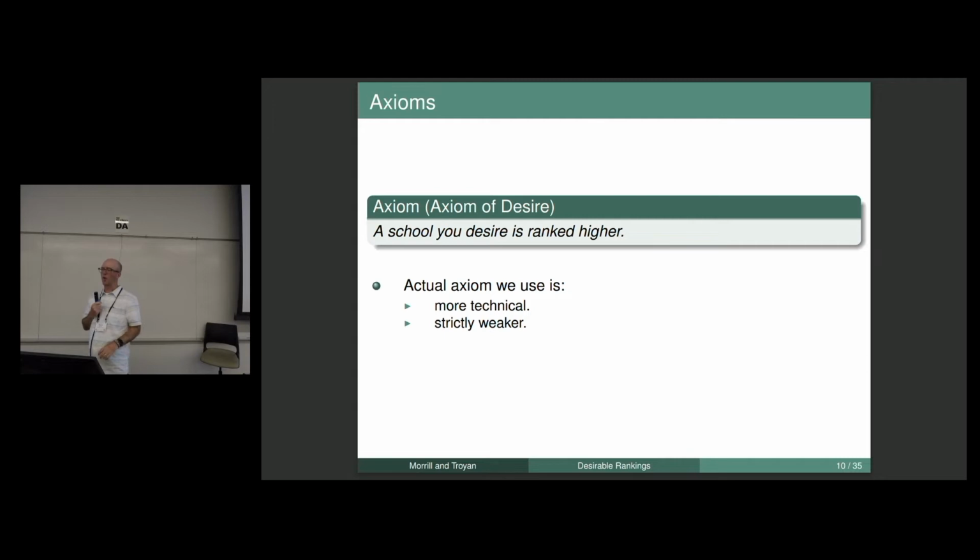Okay? So I apologize, I've got young kids, so my axioms sound like nursery rhymes for 6-year-olds. But our axiom, desire, is: a school you desire should be ranked higher. Okay? The actual axiom is more technical than this, but it's also strictly weaker than this. And so from a characterization standpoint, it's preferable.